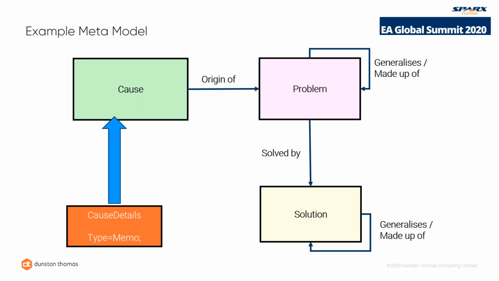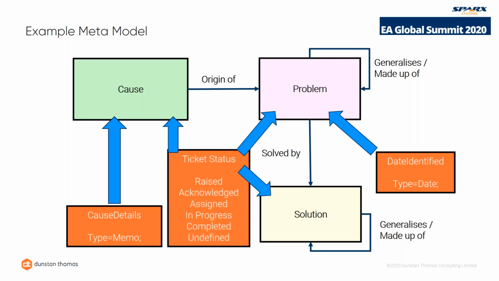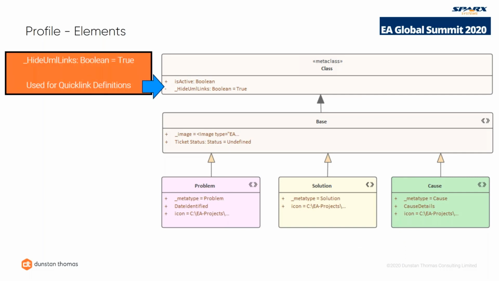The tag values I'm going to have in here are the cause details, which is a memo, the date identified, which is a date, and I'm going to have a common tag value in the cause, the problem, and the solution called a ticket status, which is an enumeration. So here is the profile, and this is the one I'm going to show you in action in a few moments' time.